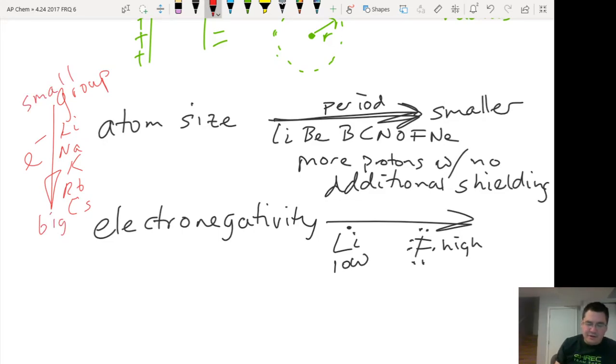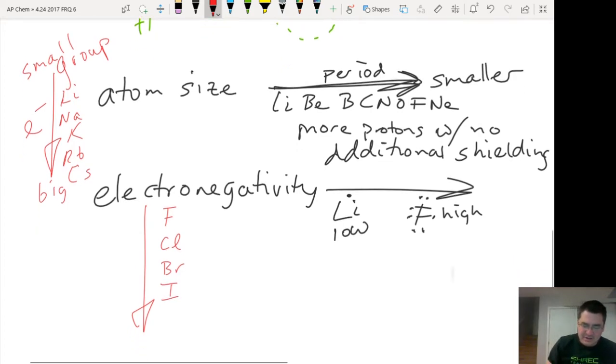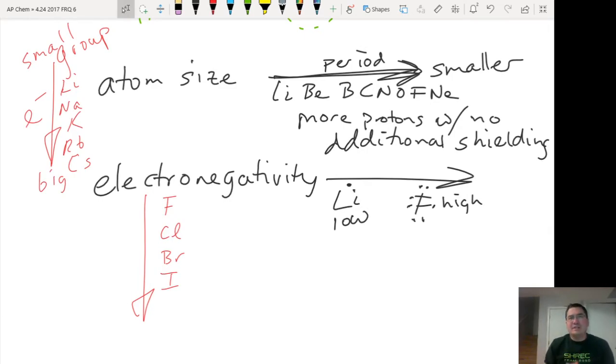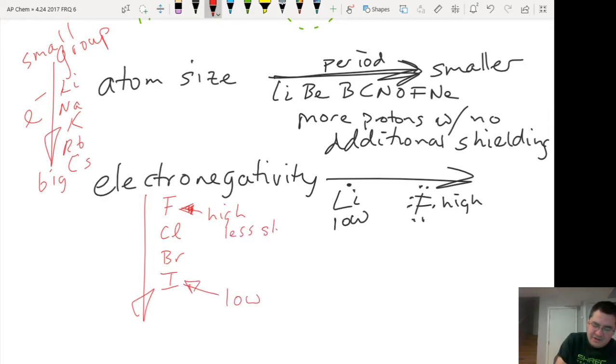And then what happens to electronegativity as you go down a group? We won't look at lithium because it's not very electronegative, but let's look at fluorine, chlorine, bromine, iodine. Those are all group 7, so they all have 7 valence electrons. Which one wants electrons the most out of that group? Fluorine is the one. Why would fluorine want it more than iodine? Is it because it has fewer shells? Correct. So this one has less shielding.